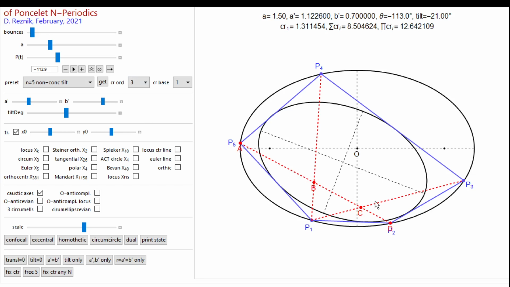Okay. Now what's really germane to this video is the fact that given 4 points that are collinear, there's a classical quantity that you can compute known as the cross ratio. So this video is about cross-ratio invariants over Poncelet N-periodics. If I take 4 collinear points, A, B, C, D, by definition, the cross ratio of these 4 points is simply the distance AC times the distance BD divided by the distance AD times the distance BC. So this is a really well-known calculation.